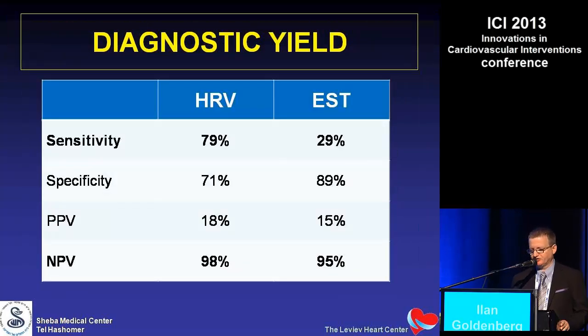When you look at the diagnostic yield of the two tests, we see that the HRV analysis, the new heart rate variability algorithm, was associated with a high sensitivity of 79% compared with only 29% associated with conventional exercise stress testing. In addition, the new heart rate variability algorithm, the HeartTrend device, was associated with a specificity of 71% and a negative predictive value of 98%.